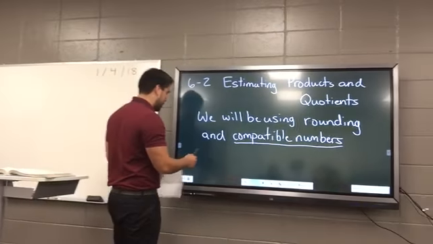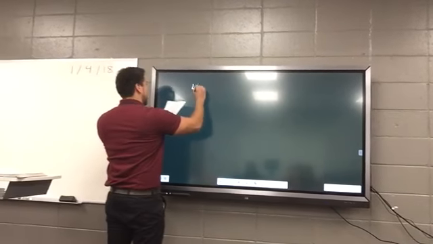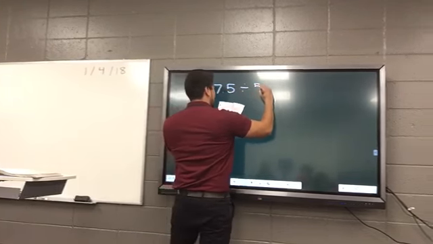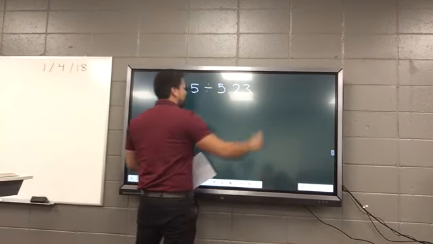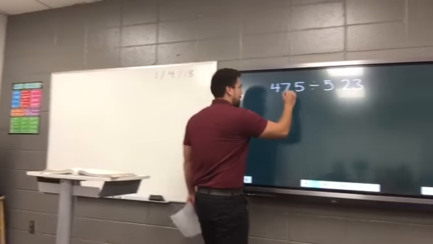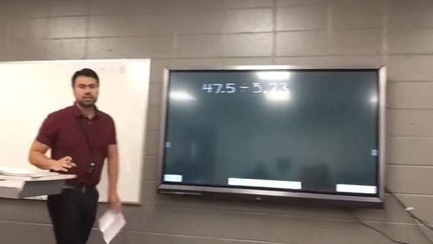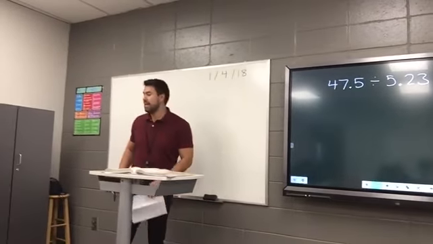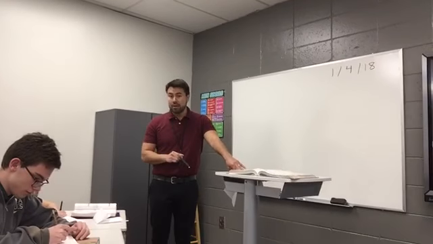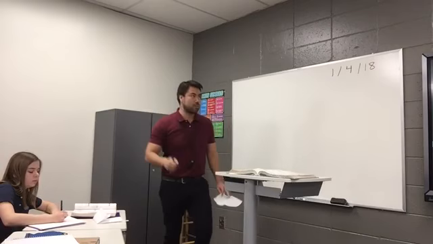So what I'm going to do here is change this page, and I'm going to give you a problem. Don't work it out, please. You're going to be sadly disappointed that we're not working it out completely as it is written. So 47.5 divided by 5.23. Okay, so that's my division problem. In this assignment, you are not working this problem out. You're going to estimate the answer, and we're going to use rounding and compatible numbers.